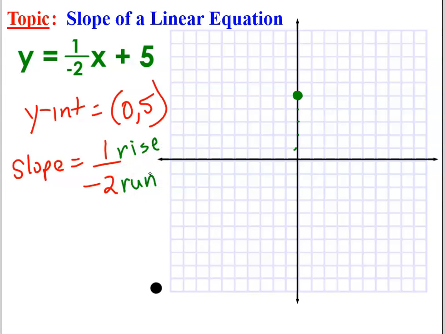A rise of 1, and the 1 is positive, so I go up. A run of negative 2. The 2 is negative, so I go to the left. There's my first point. I do this again. Rise 1, run 2, until I run out of space. Draw some arrows, and that's it. Now this makes sense that the line would be going downhill because my slope had a negative number.